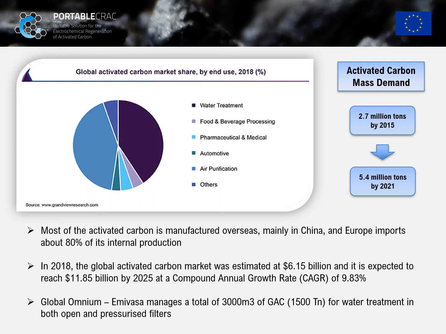It is worth mentioning that most of the activated carbon is manufactured overseas, mainly in China, and Europe imports about 80% of its internal production. In our company, Global Omnium and Emibasa, around 3,000 cubic meters of GAC is used for water treatment in both open and pressurized filters.